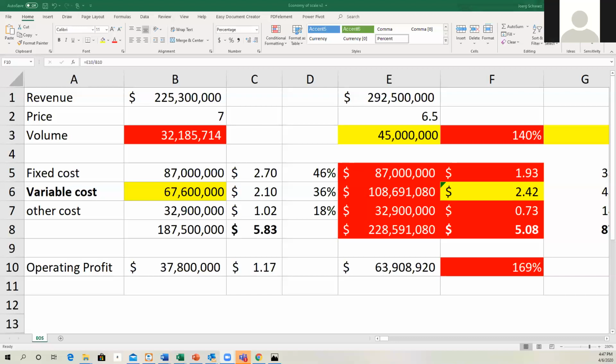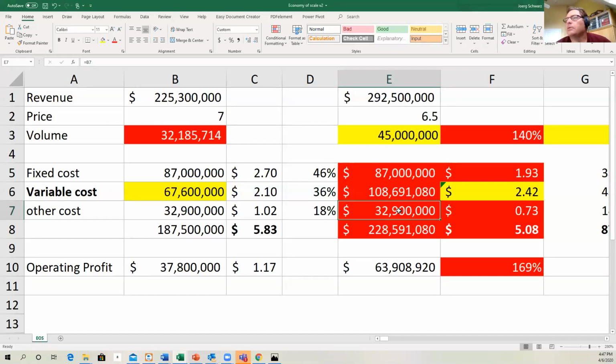I have a question. Go ahead. What is the formula in cell E7 in your sheet? E7? Mm-hmm. This is just so other cost remains constant. Yeah, other cost remains constant. Yes. Okay. In this view, other cost remains constant, just like fixed cost remains constant.